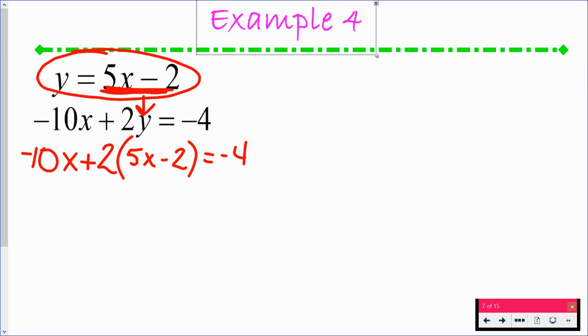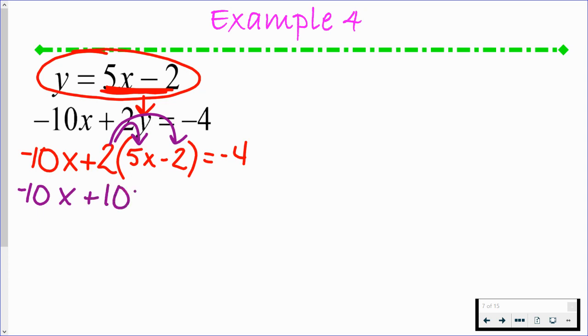So now with this one, I'm going to distribute the 2 to both terms inside the parentheses. I'm going to bring down negative 10x. 2 times 5 is plus 10x. And 2 times negative 2 is negative 4, equals negative 4. Now on the same side, I'm going to combine like terms.